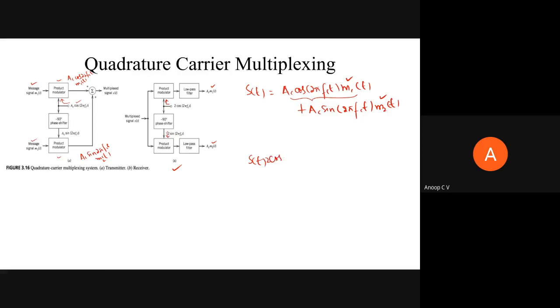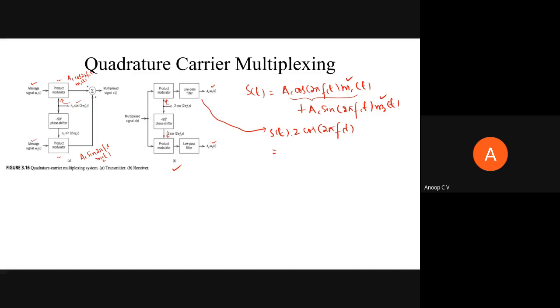2 cos 2 pi fct. So the output of this first product modulator would be S of t into 2 cos 2 pi fct. So now can anyone help me out with this?